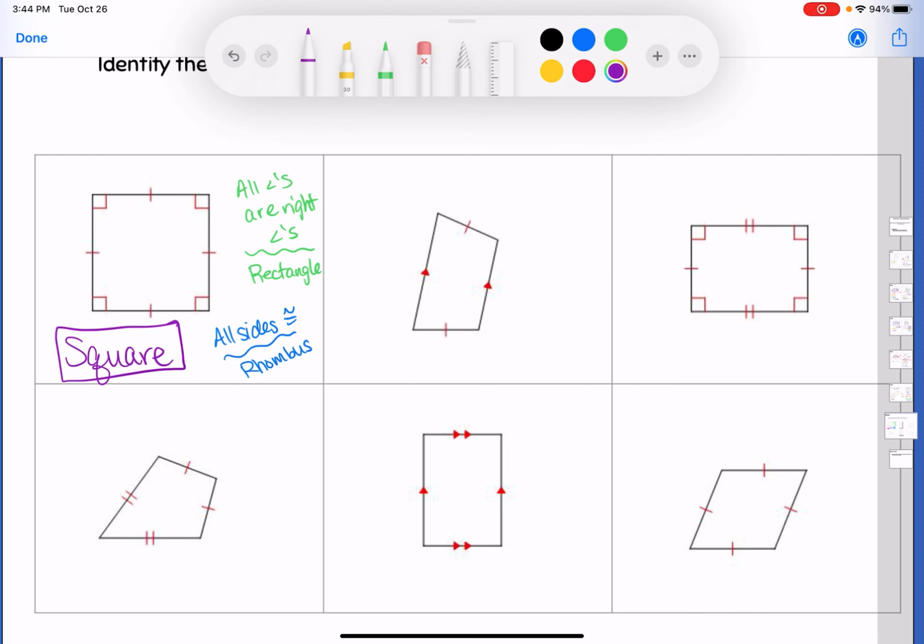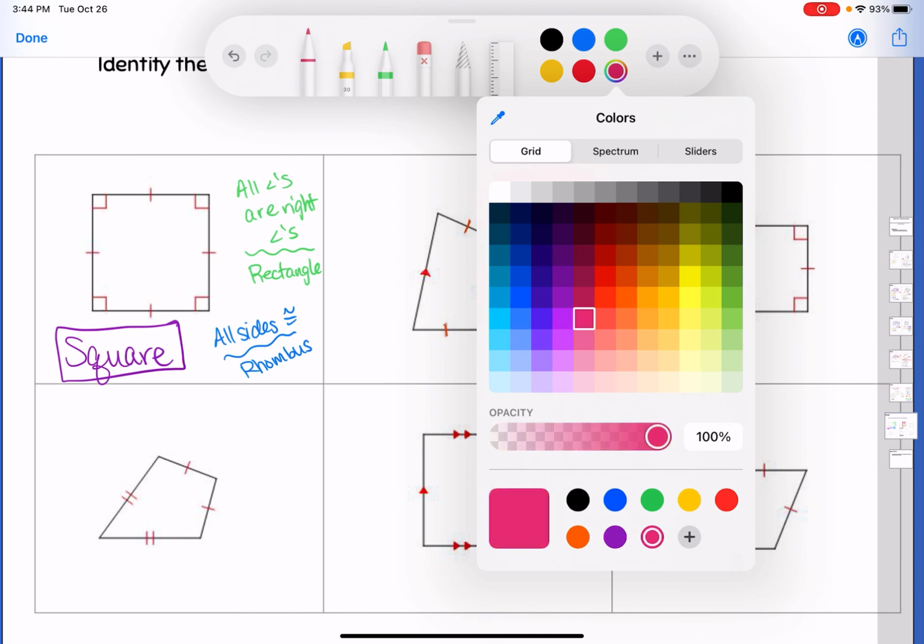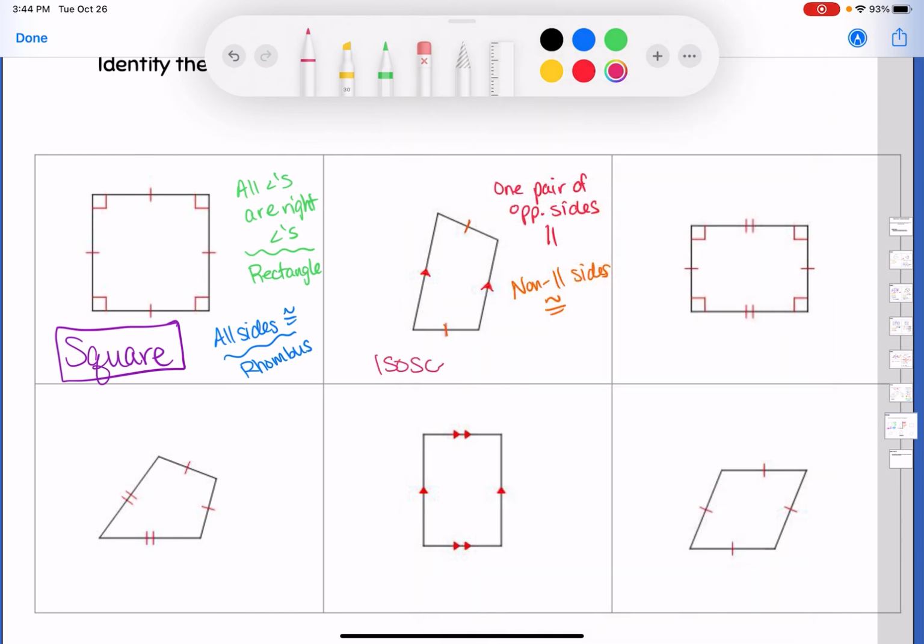Okay, let's see. Let's go into the middle here. I'm noticing in the middle that I have one pair of opposite sides parallel. That's where those arrows are, right? That's these arrows. And I'm noticing that the other pair, non-parallel sides, are congruent. That would be an isosceles trapezoid. So one pair of parallel sides would be a trapezoid. The other pair of sides being congruent would make it an isosceles trapezoid.